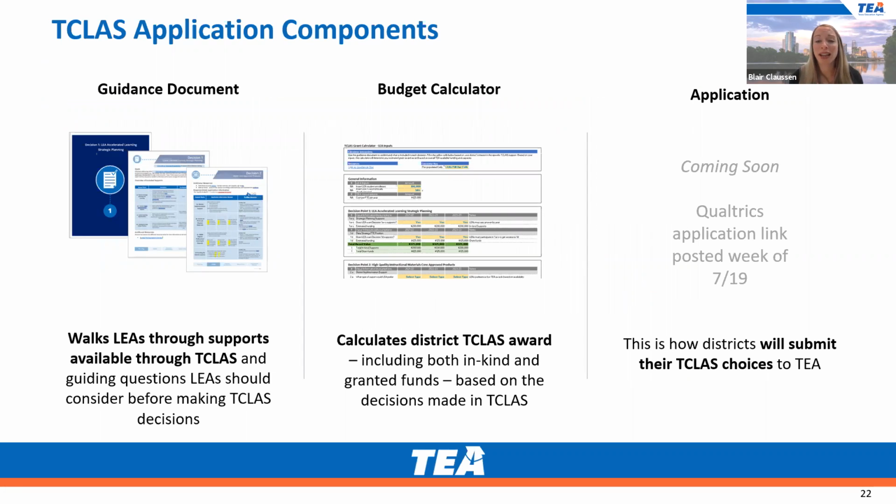Okay, so I mentioned the guidance document. There's also a budget calculator on the TClass webpage, which I encourage you to use to figure out how much funding you could actually get from this decision 4 support. So you can refer back to that to estimate how much you could potentially receive.